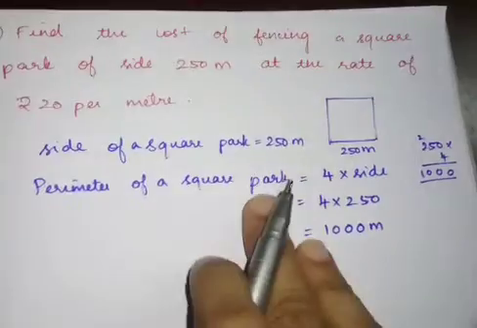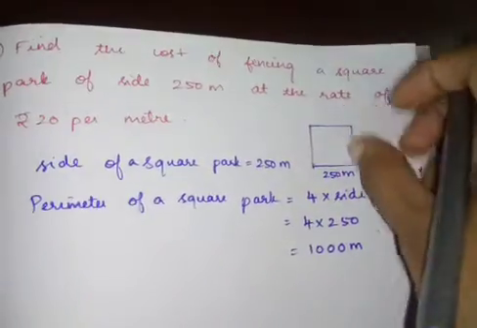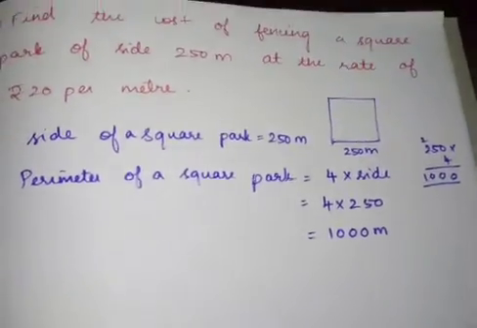So the perimeter of a square park is 1000 meter. So for 1000 meter, we will fence that square park. Okay, that is the actual meaning.